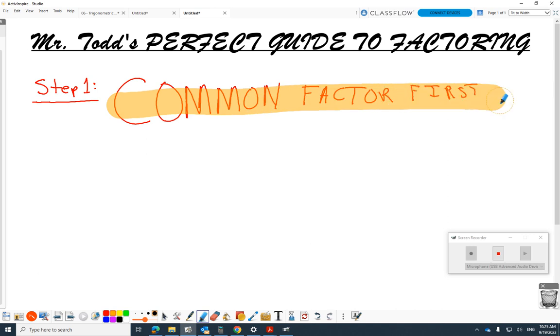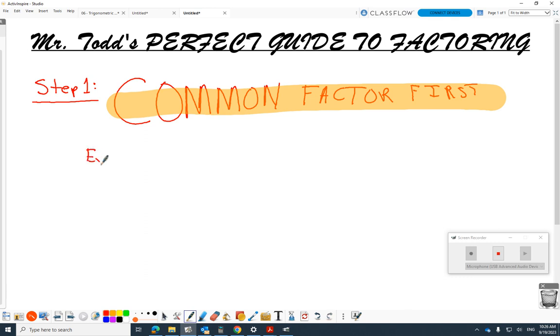Common factor first. Doesn't matter what level of math you're doing, always look for a common factor first. If you're thinking, I don't even know what a common factor is, I'm not done talking about it, but this is what you look for first. Every time you have to go to factor something, first look to see if there's a common factor. So I've got 3 examples, each one a little more difficult, to give you an example of how to look for common factors.